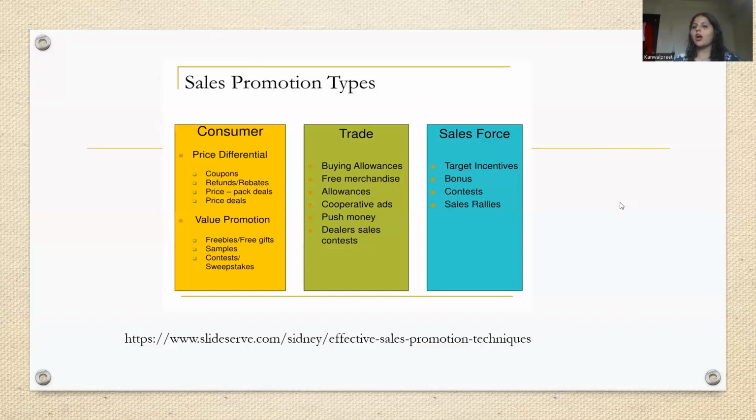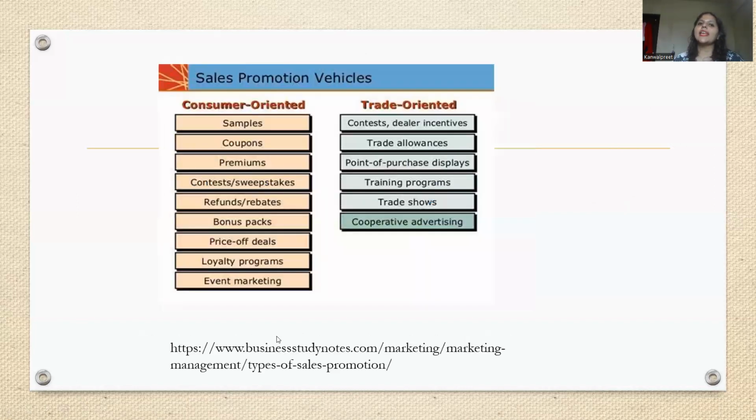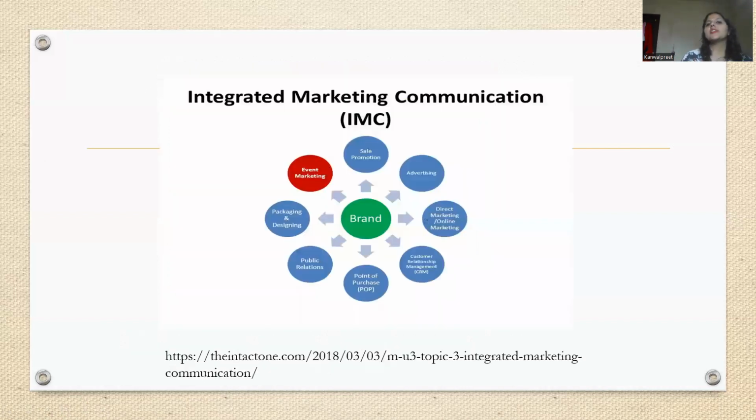And sales force, you know how the salesmen need to live up to the targets. Okay, again, same: trade oriented and consumer oriented. So for consumer oriented, anything that attracts the customers directly, so you are pulling them. Trade oriented, you are pushing the dealers to sell your products. Okay, so this is again IMC.